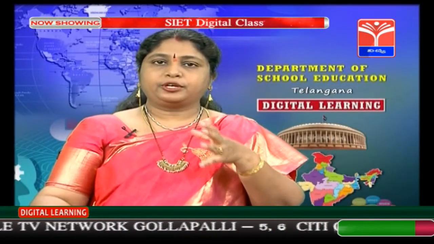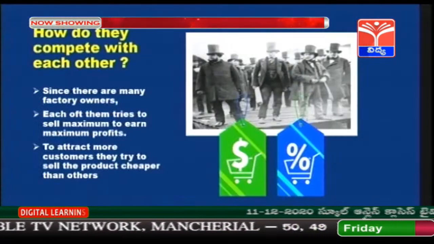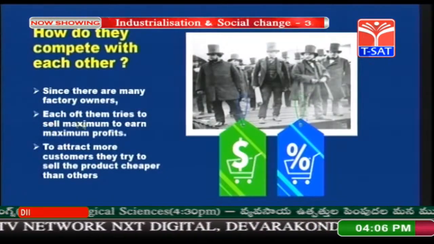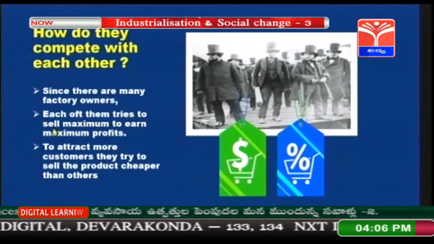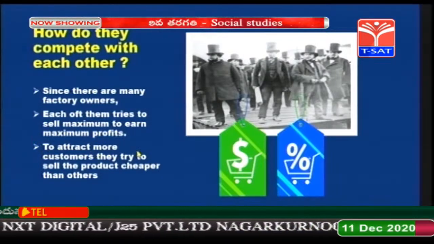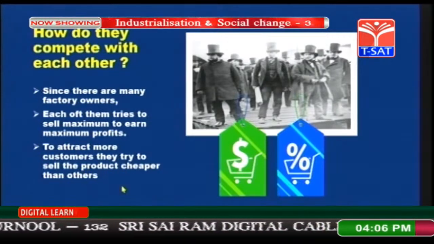Did you understand? Now, how do they compete with each other? We know that there are many factories and many factory owners. So how did they compete with each other? They need to compete with their products, and everyone tries for maximum profits. Since there are many factory owners, each of them tries to sell the maximum to earn maximum profits. To attract more customers, they try to sell the produce cheaper than others.